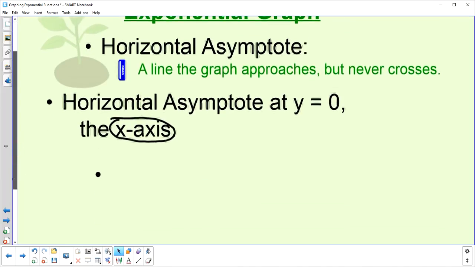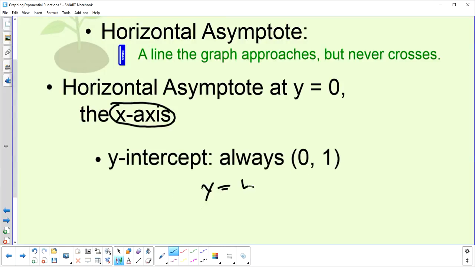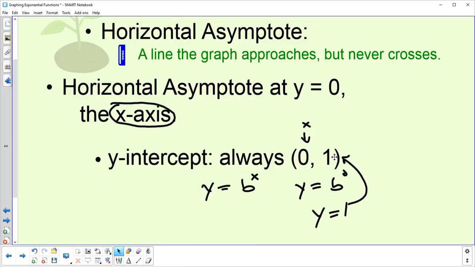Another important characteristic is the y-intercept, and the y-intercept is always (0, 1). Reason for this, if you think about our form, y equals b to the x, well, it really doesn't matter what b is, because here we know what x is. So that would say that y equals b to the 0. And if you remember our properties of exponents, anything to the 0 power is 1. So that tells us whenever x is 0, y is 1 for these exponential functions.